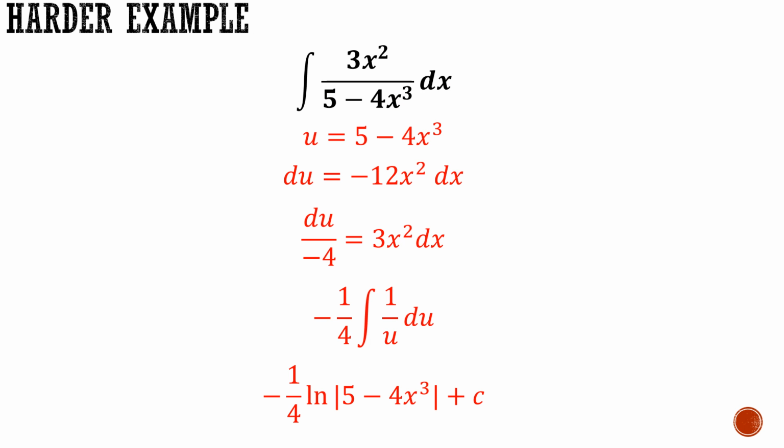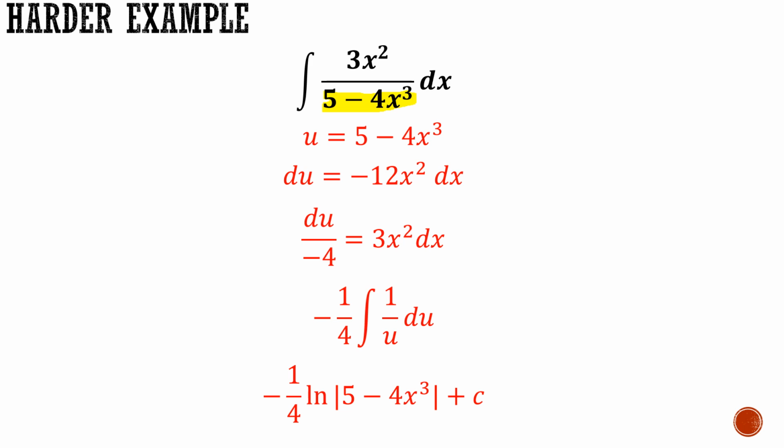All right, so our next example is a little bit harder. We have the integral of 3x squared over 5 minus 4x cubed. Again, I know I keep saying try to find your inside function to identify your u. This one is not as apparent, but the key is to let your u be whatever your denominator is. If you have a fraction, a lot of times your u is your denominator. So I have u equals 5 minus 4x cubed.